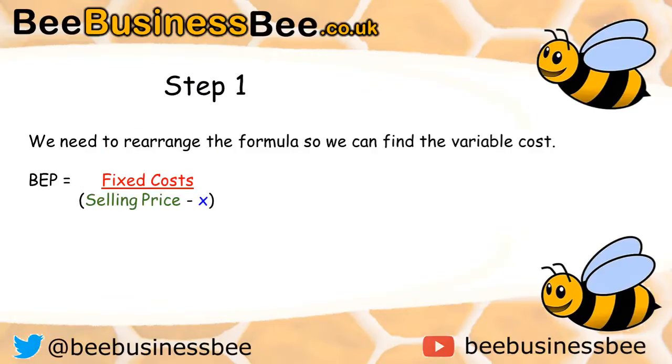Okay, what we need to do firstly is rearrange the formula so we can find the variable cost. So remember, what we're going to do now is put X in for our missing variable. I'd advise you do this because it makes it simpler to follow the pattern. So for example now, break-even point equals the fixed costs divided by the selling price minus X.